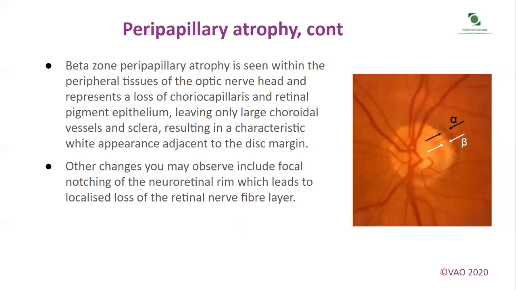Other changes you may observe include focal notching of the neuroretinal rim, which leads to localized loss of the retinal nerve fiber layer.